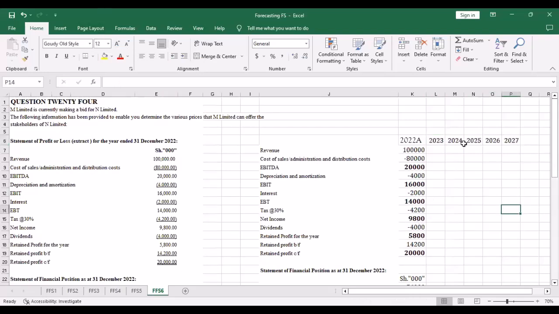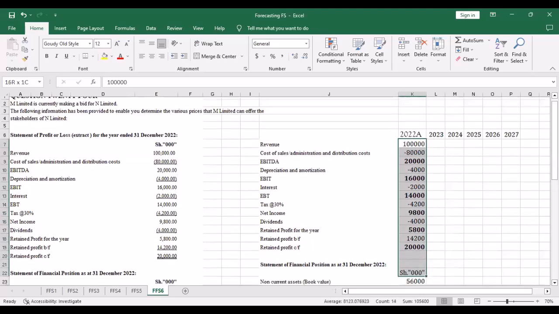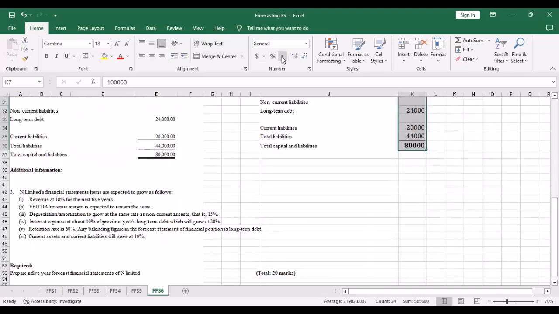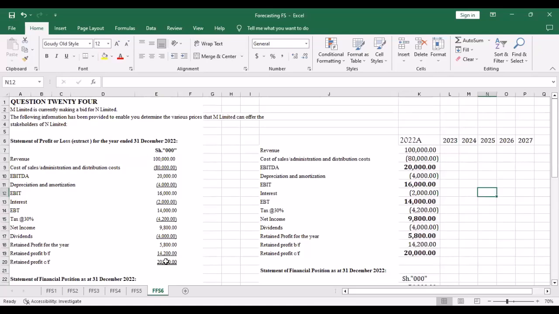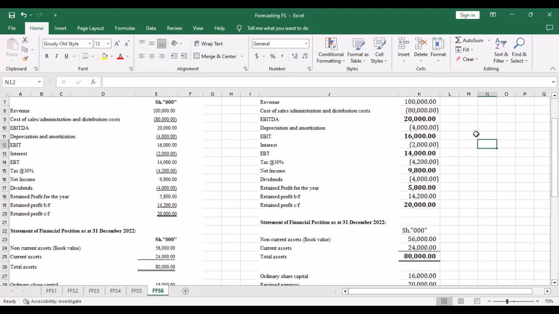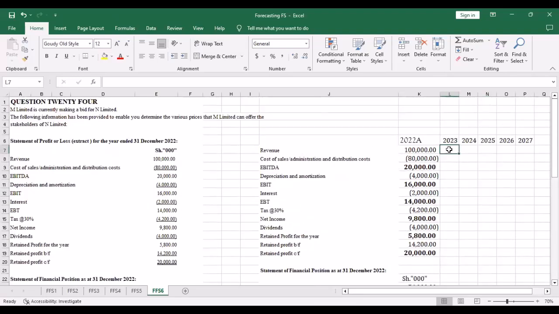Isn't it like that? So you've been told that the sales, let me just check this. You've been told that the sales, the revenue, will grow as follows, 10% for the next 5 years. So it will be going by 10%. Equals to this one, you multiply by 1.1, the 10%.